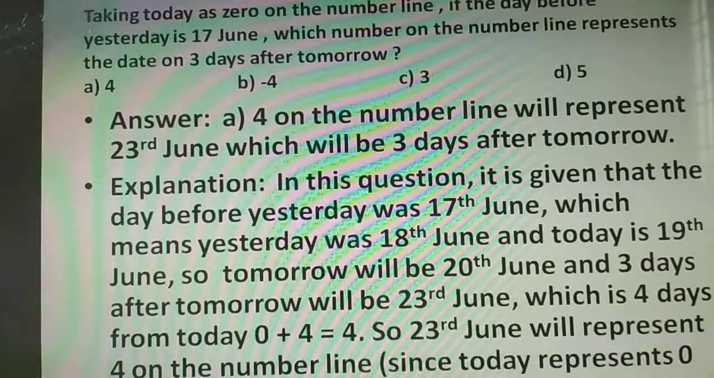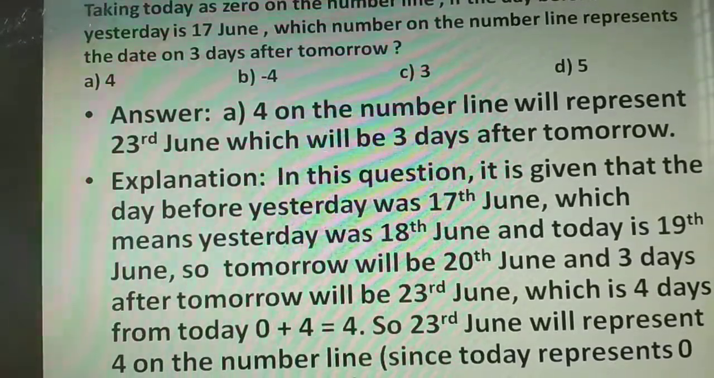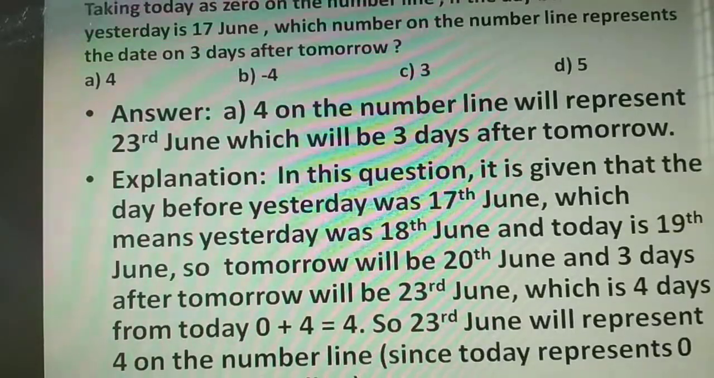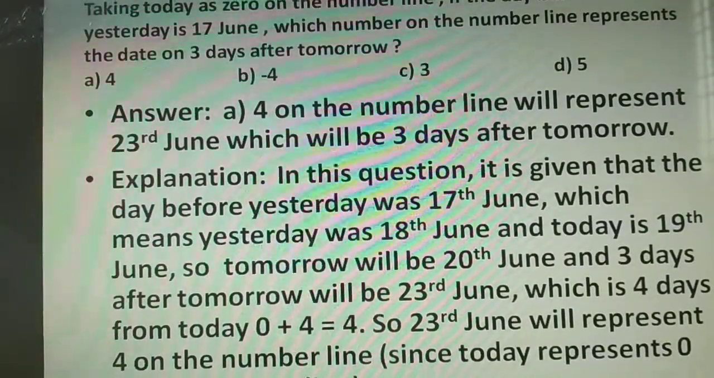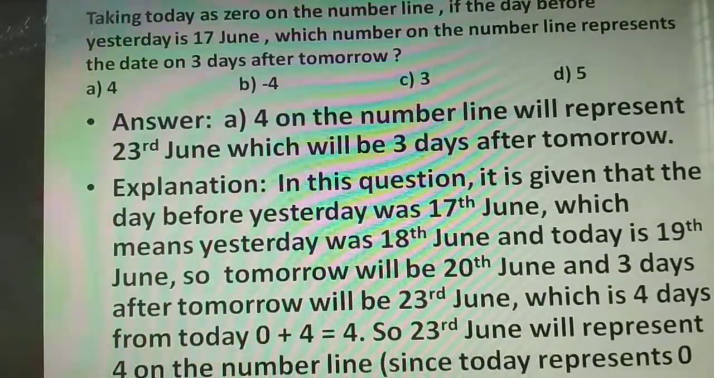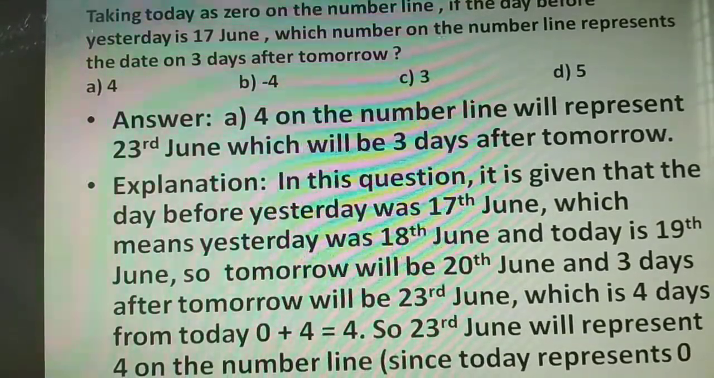Now look at this answer. A is the correct answer. 4 on the number line will represent 23rd June. We arrived at this 23rd June, which will be 3 days after tomorrow.